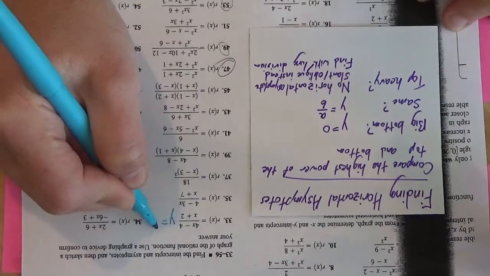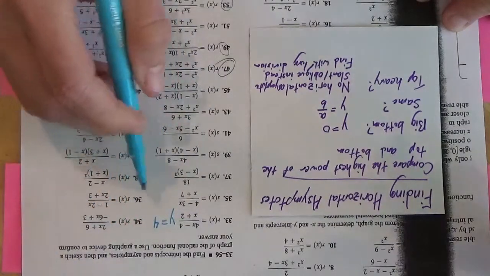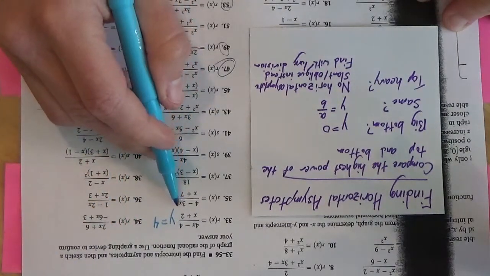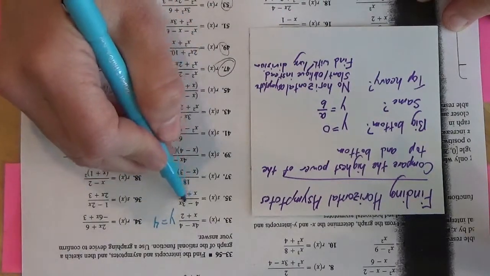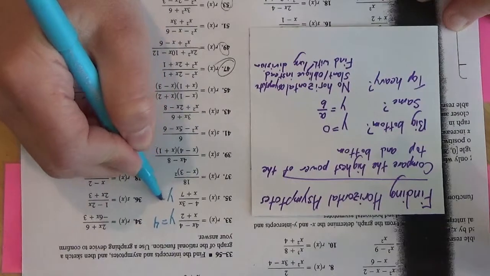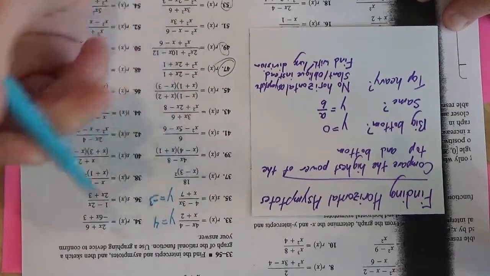So y equals 4 over 1, so just 4. Here, the top is 1, the highest degree of the bottom is 1, so take the coefficients, negative 3 over 1. Y equals negative 3 over 1.